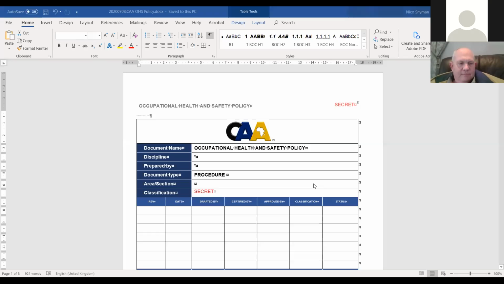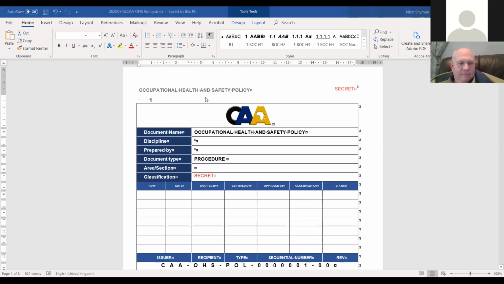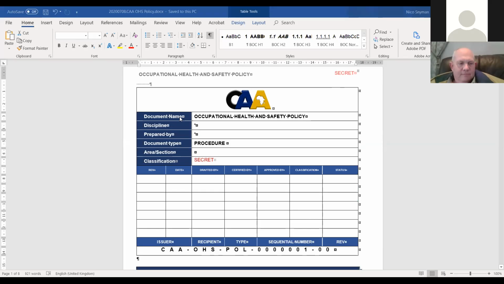So if you're looking at what we have actually spoken about in the presentation, this is our occupational health and safety policy, our template of it. So firstly, we are seeing there's a classification. Is it secret, top secret or not? So there's your document name or your naming convention. It is occupational health and safety policy. Discipline, is it for the SHEC environment? Is it for operations environment? Which environment is actually applicable on that?